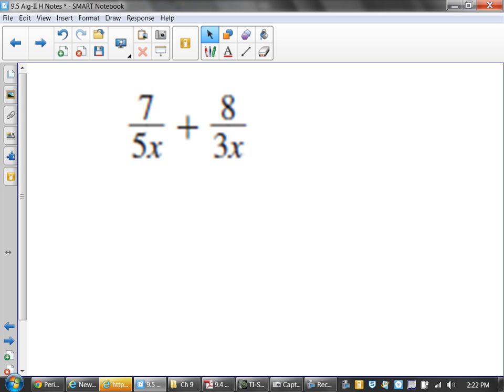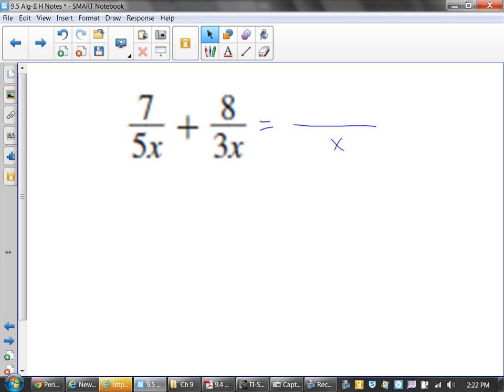7 over 5x plus 8 over 3x. When I'm looking at this problem, do both of those denominators have something in common? Yeah. What do they have in common? They have an x in common. You're getting ahead of me here. I'm looking at just what they have in common to start with. Is everybody okay with that? They both have an x.